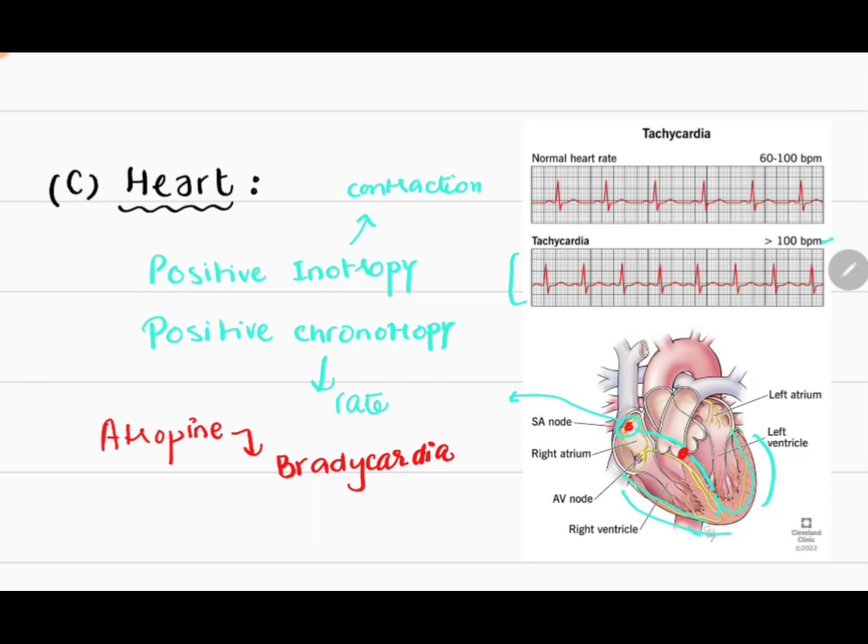Most blood vessels, except those in the thoracic and abdominal viscera, receive no direct innervation from the parasympathetic system. Atropine can also block the vasodilation in these vessels.